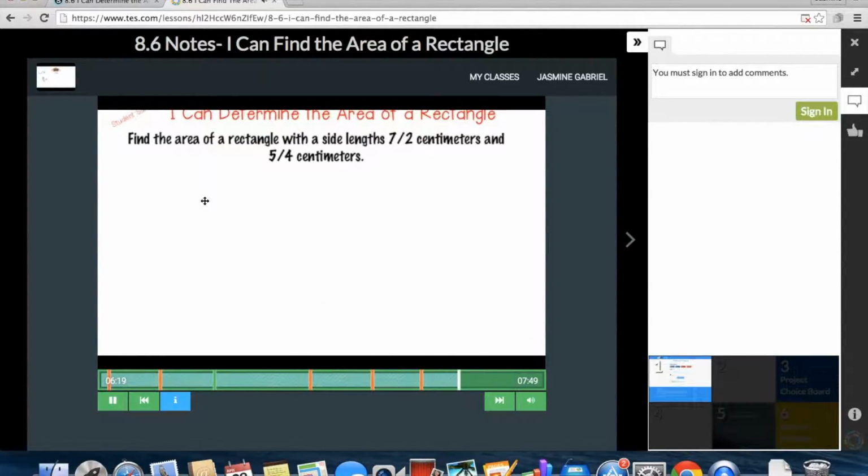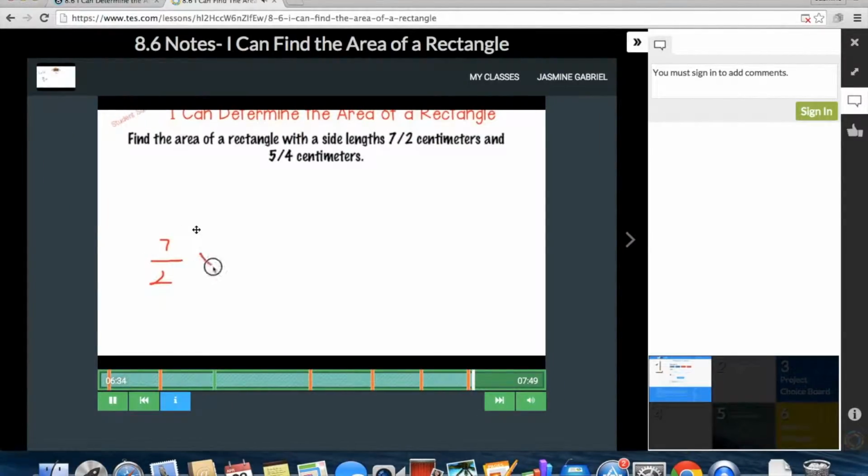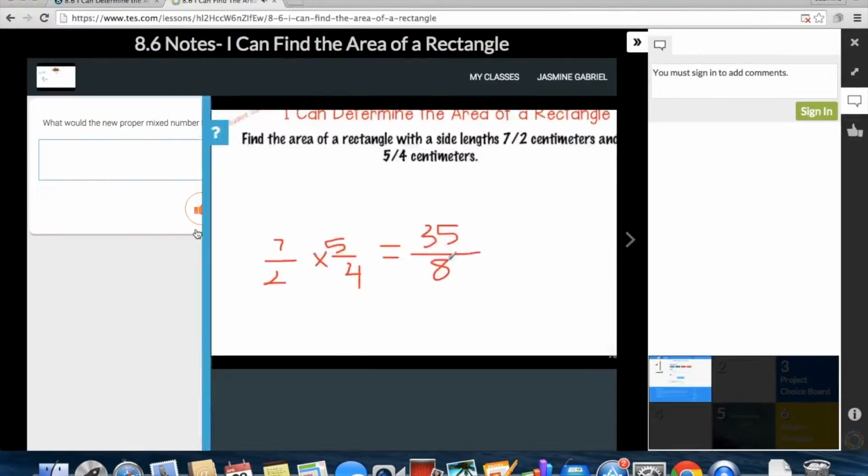Now she's moving on to this other question, which is 7/2 times 5/4. Then she asks me again to solve the problem, and I unfortunately again get it wrong. But that's okay. We learn from our mistakes anyway. So she's showing us that 7 times 5 is 35, and 2 times 4 is 8.